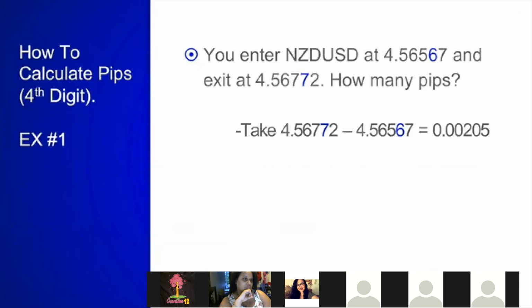How do you actually calculate them? Remember, the pip is the fourth digit. So here's an example. Here's a scenario. You enter NZD/USD at 4.56567 and exit at 4.56772. How many pips did you gain or lose? And first of all, pay attention. Notice which numbers are the pips position. Okay, make sure you pay attention to that, because what you're going to want to do is you're going to want to subtract these numbers, but you have.